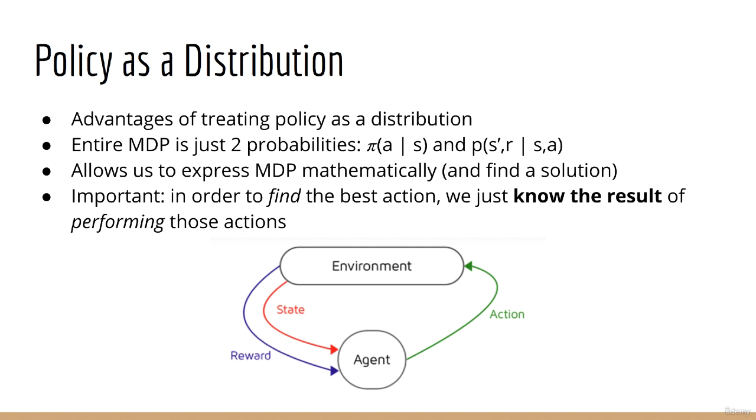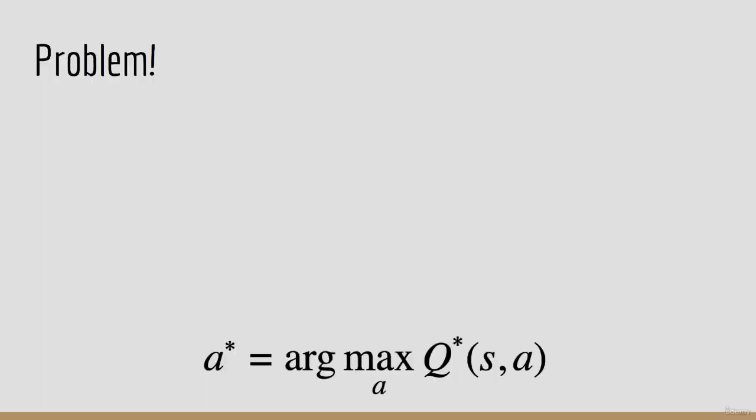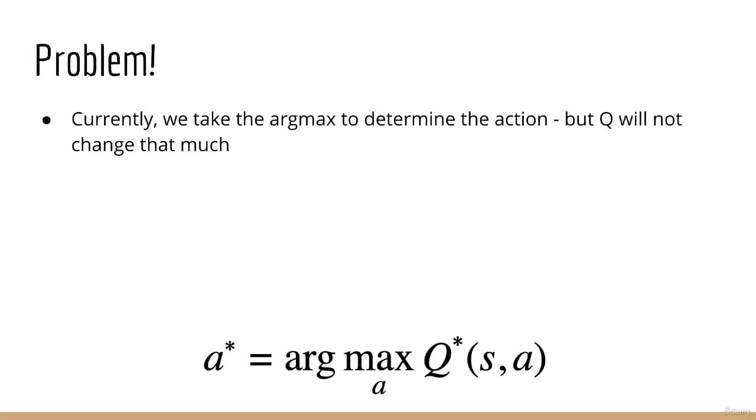The other important reason, which I mentioned briefly earlier, is that in order to find the best action, we must first know the result of performing different actions. In other words, we must have collected those samples. Here is the problem. When we take the argmax over all actions, Q of S,A, the Q value here is not changing that much from one episode to the next.